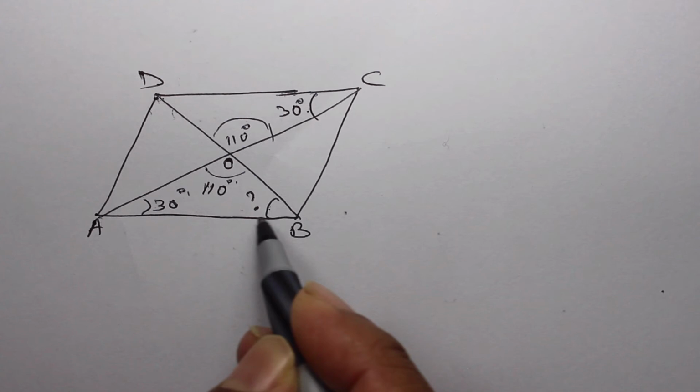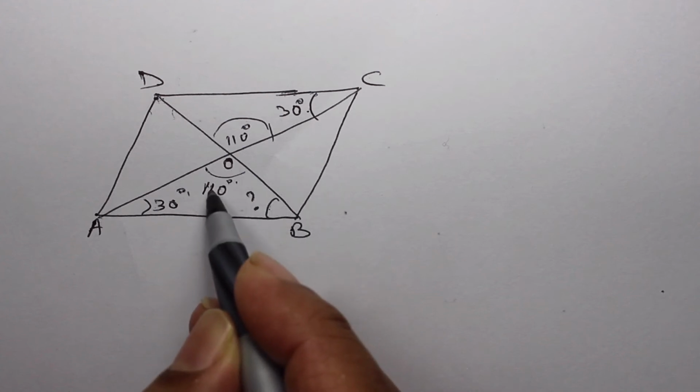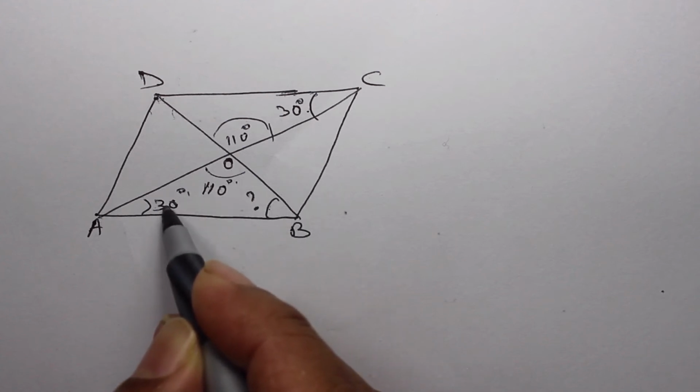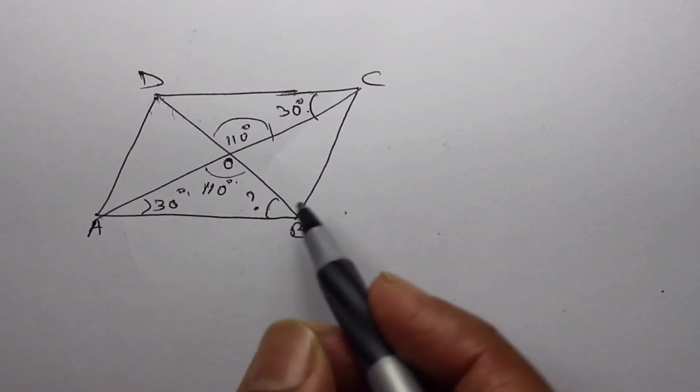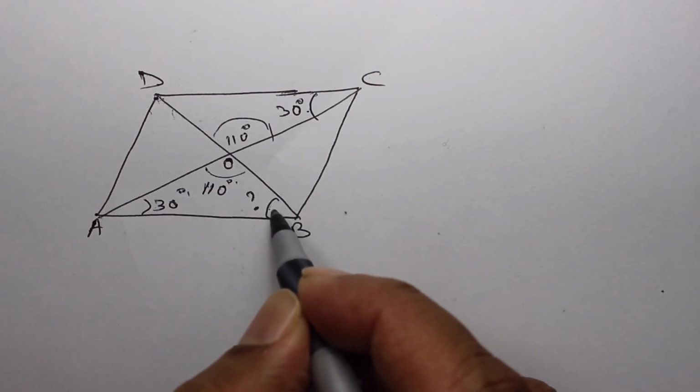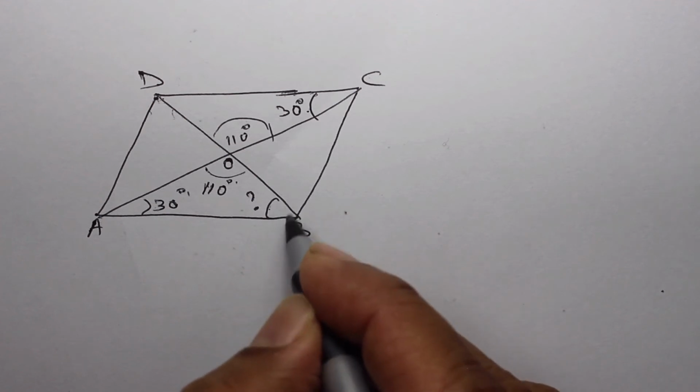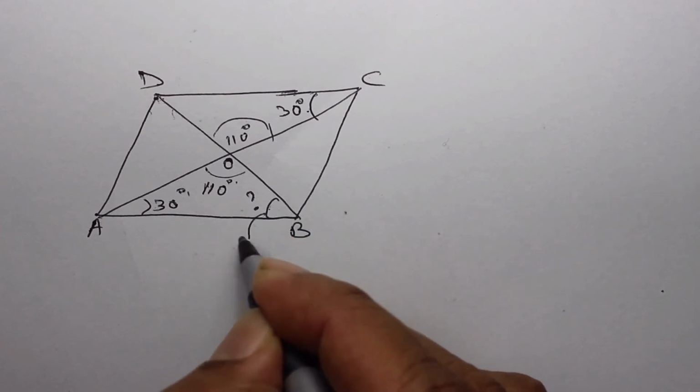And since this is a part of a triangle and this is 110 and 30, the sum is 140, the balance is 40. The sum of the angles of a triangle is 180. So this angle here is 40 degrees.